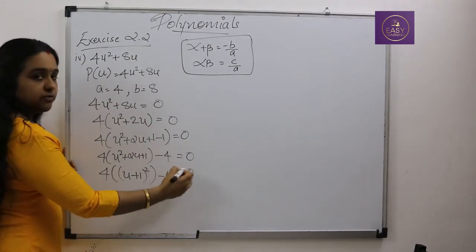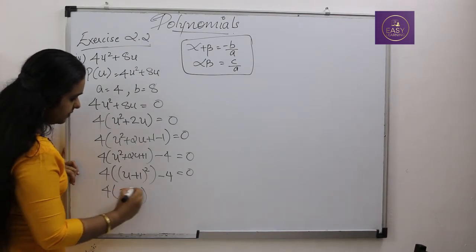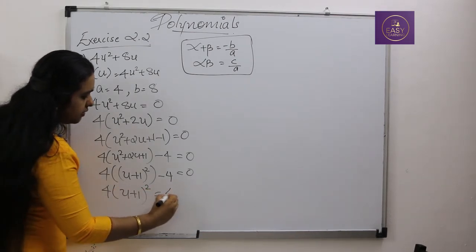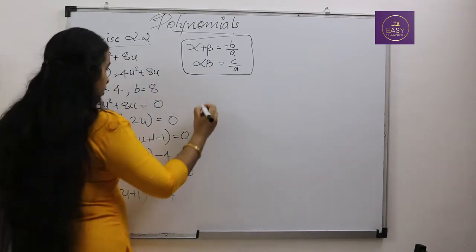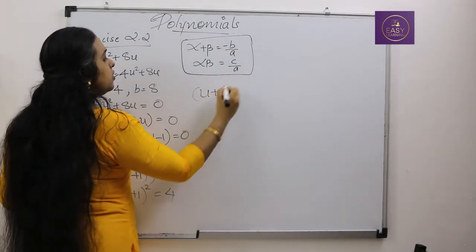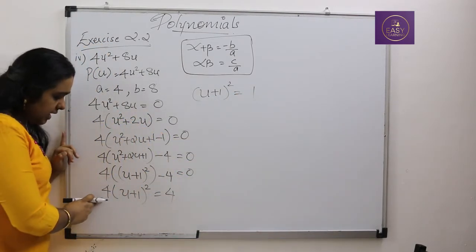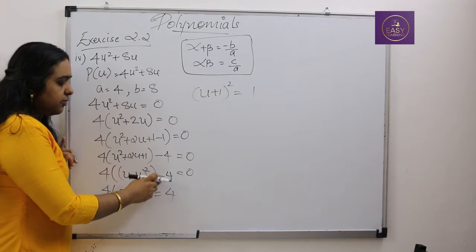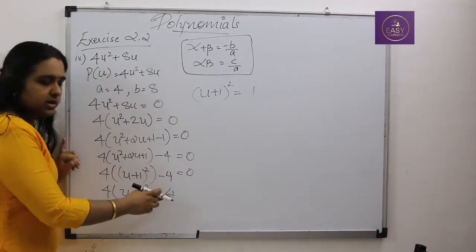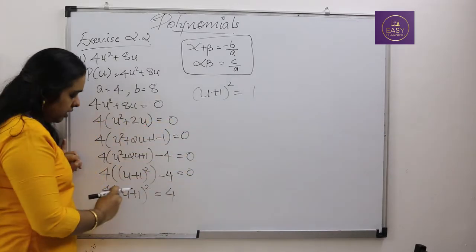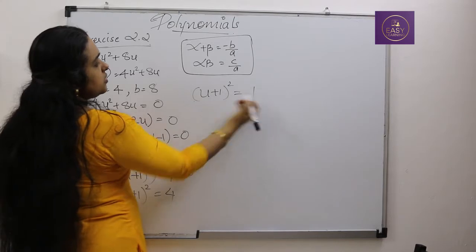I am going to take this 4 to the other side, that is 4 into u plus 1 the whole square equals 4. Here also 4, here also 4. I will cancel these 4, then it will become u plus 1 the whole square equals 1. Any doubt? Is it clear? Here I have shifted this 4 to the right hand side. Then I can cancel, 4 divided by 4 will become 1. U plus 1 the whole square equals 1.